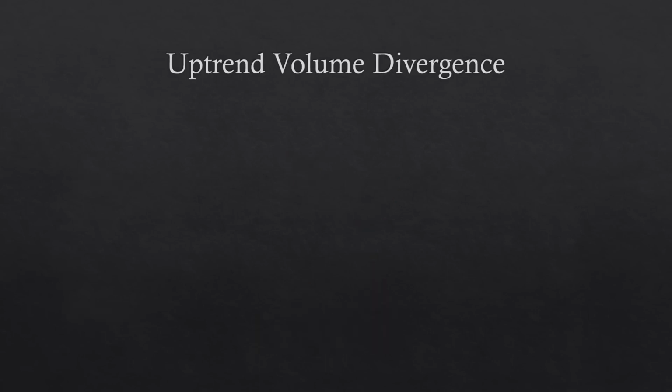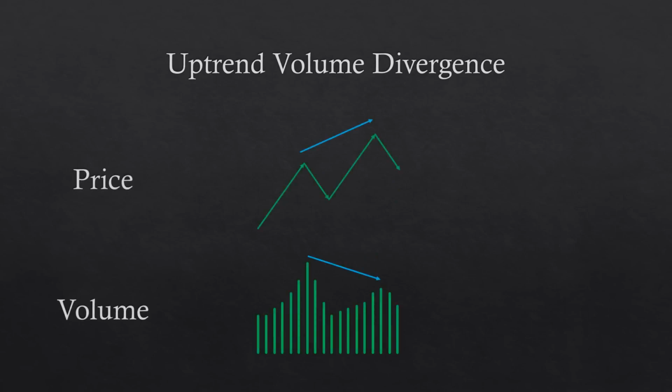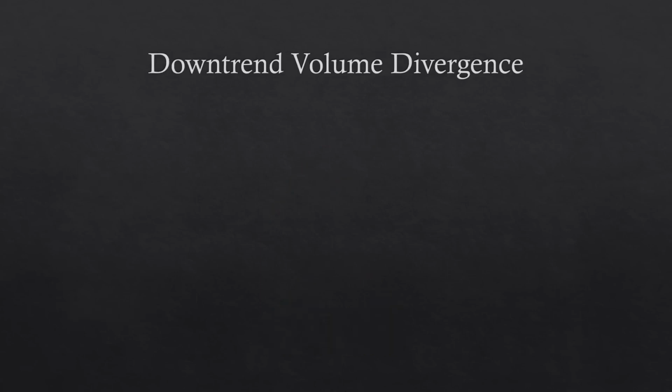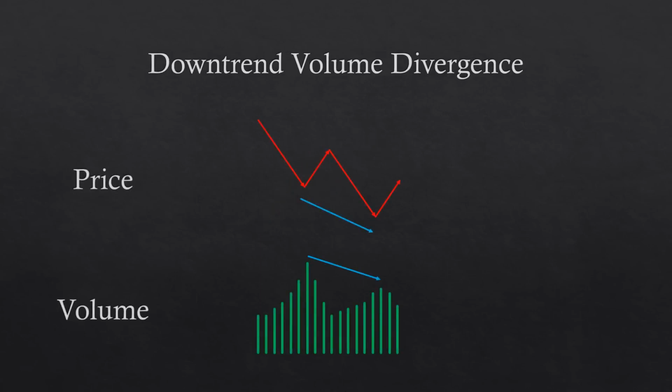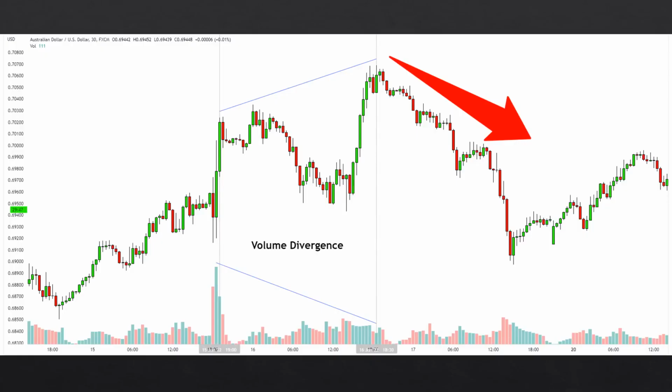In an uptrend, volume divergence happens when price creates higher highs, but the volume histogram creates lower highs. In a downtrend, volume divergence happens when price creates lower lows, but the volume histogram creates lower highs. In this chart, you can see an example of a volume divergence happening in an uptrend. Notice how price creates a higher high, but the volume histogram fails to create a higher volume.